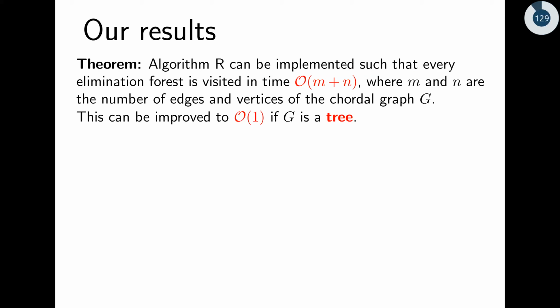We can make it a loopless algorithm in the special case that the underlying graph G is a tree. So this covers, for instance, the case where G is a path. Yeah, so then you get a loopless algorithm. Or if G is a star, then you also get a loopless algorithm.